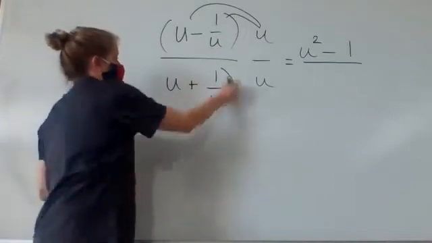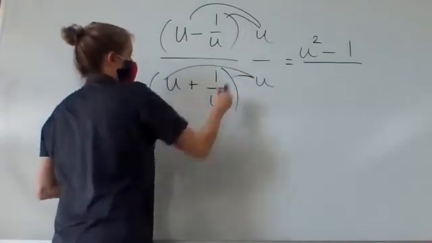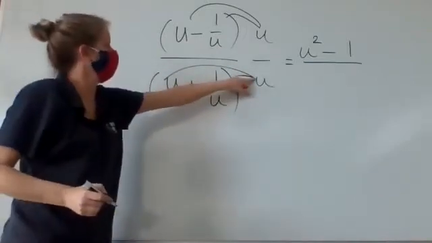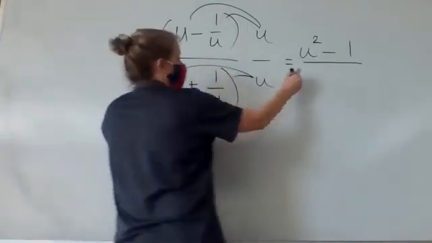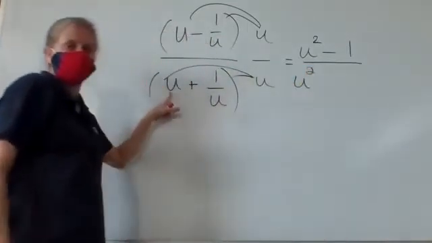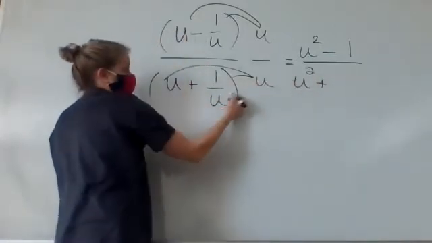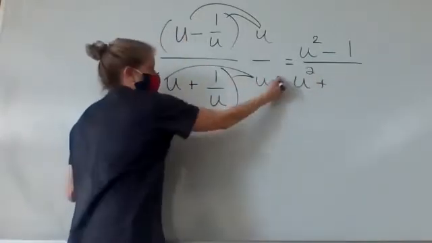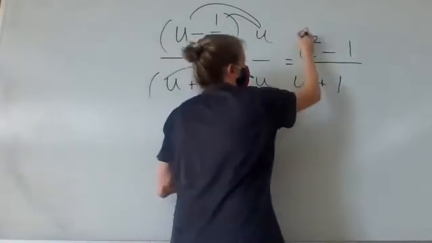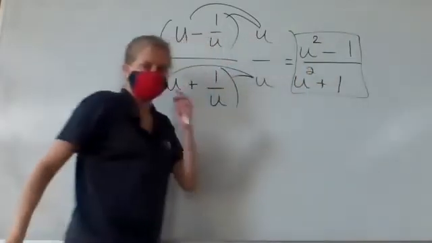Do the same thing in the bottom. This one goes to both of those. U times u again gives me u squared plus, good, this u cancels that one. So you're just left with 1. That's it.